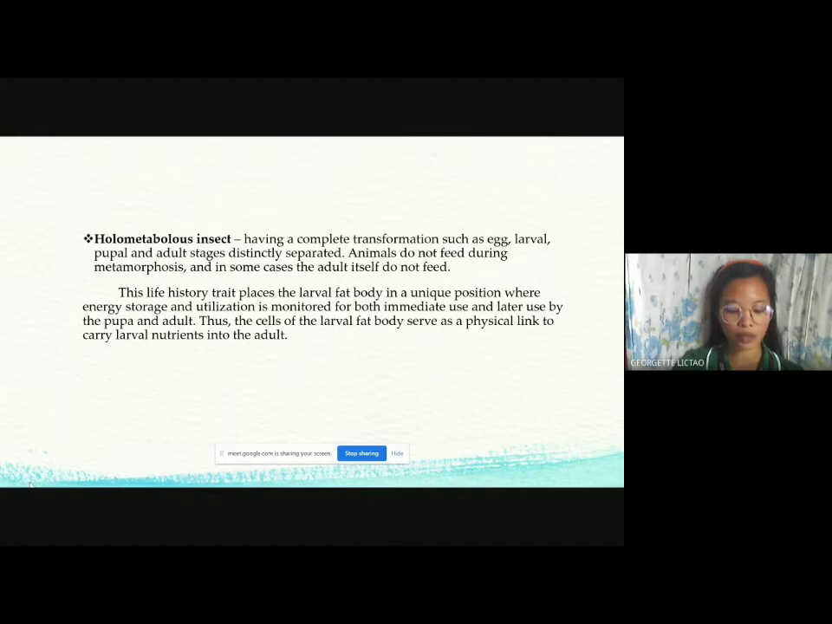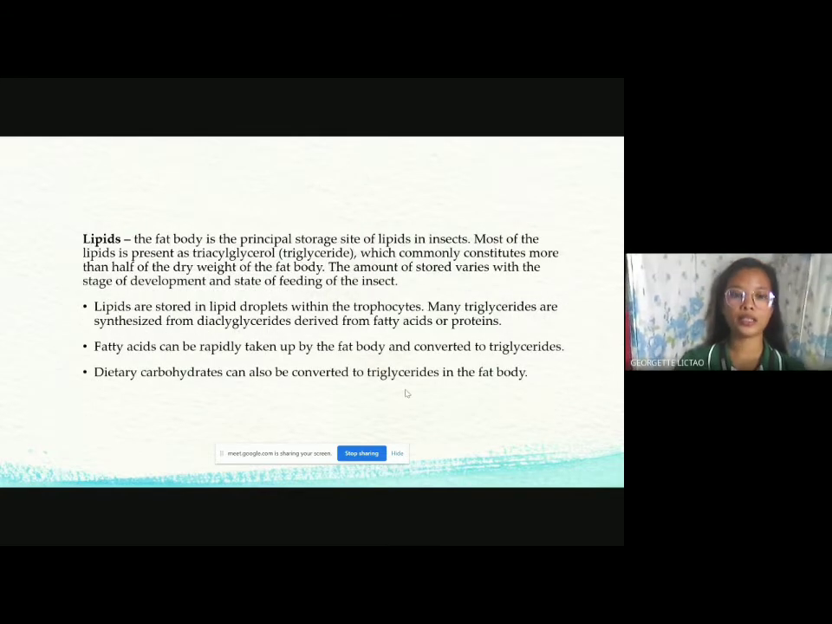Ang mga larval fat cells na ito is nag-provide ng nutrient reserve which is important for ovary maturation, and the adult can be mobilized in the event of adult starvation stress. Next, lipids.